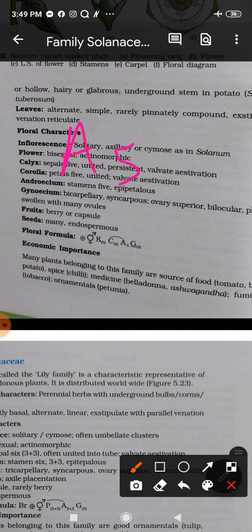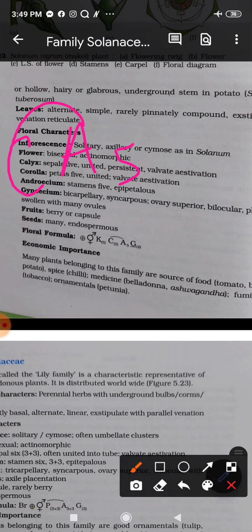And then it also says it is epipetalous. Epipetalous means the stamens are joined to the corolla. We show it by putting an arc touching A and C. Right? So that is epipetalous.